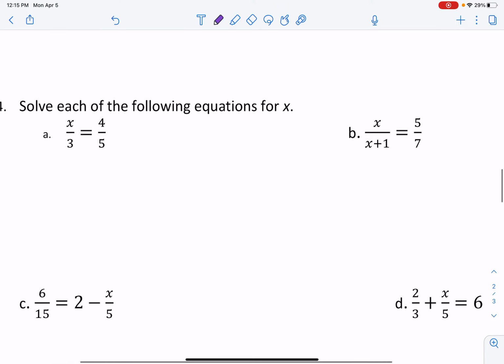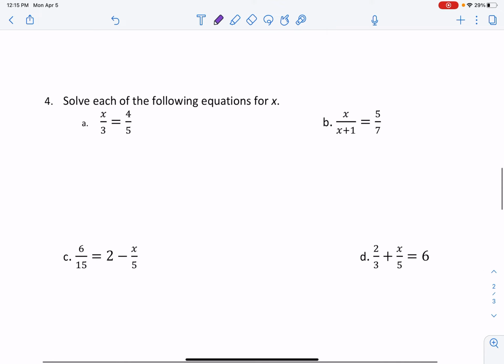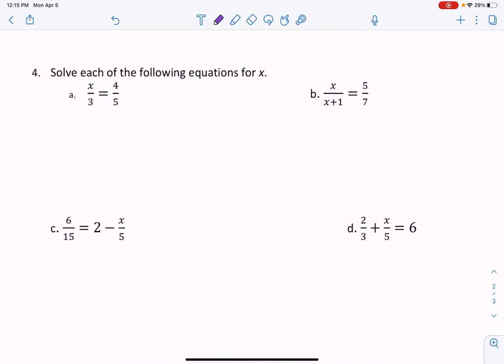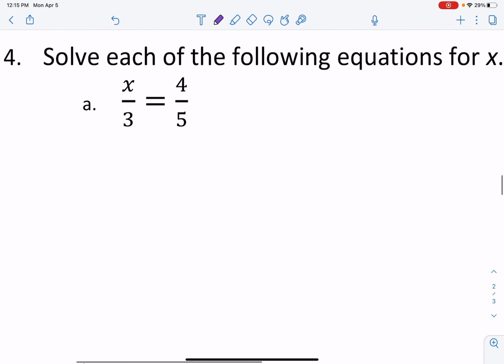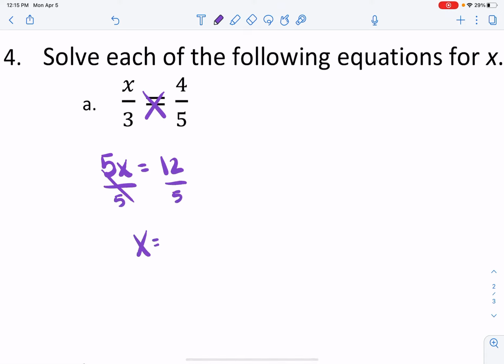All right. Number 4 says solve each of the following equations for x. All right, let's do it. So looking at A, we've got x over 3 is equal to 4 over 5. This one looks like one we can just cross multiply. So x times 5 is 5x, and 4 times 3 is 12. Divide by 5 on each side. So x is equal to 12 over 5.